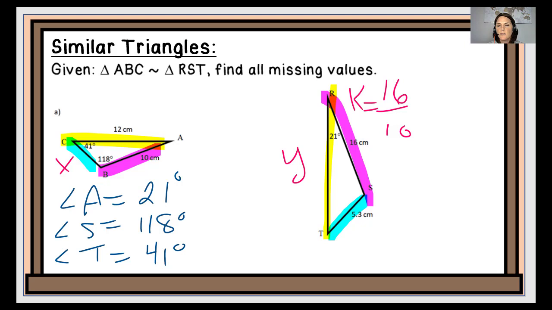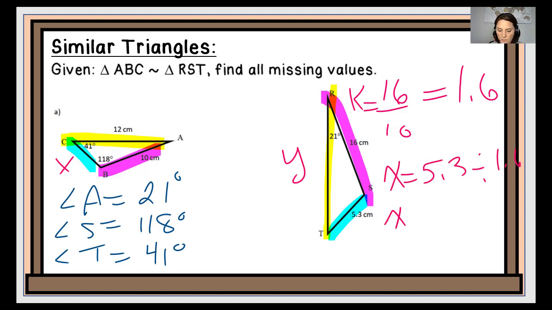So K is equal to 16 over 10. So K is equal to 1.6. Let's look for X. X corresponds with side length 5.3, but X is in the smaller triangle, so we're going to divide 5.3 by 1.6. So X is equal to 3.3125.